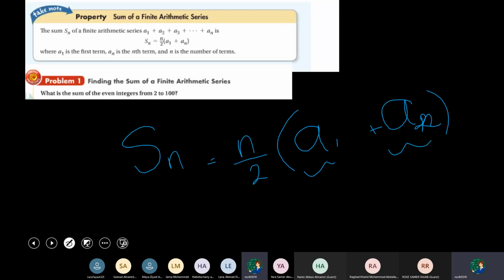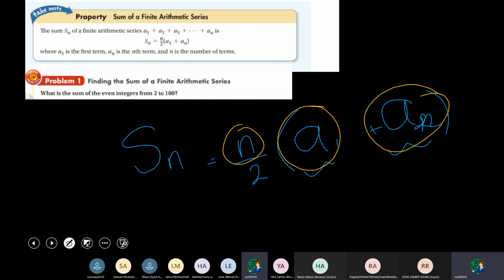Now, if I want to find any summation of an arithmetic series, what do I need? I need the first term, the last term, and also the number of the terms. If I know the first term, the last term, and the number of the terms, I can find the summation of these numbers.